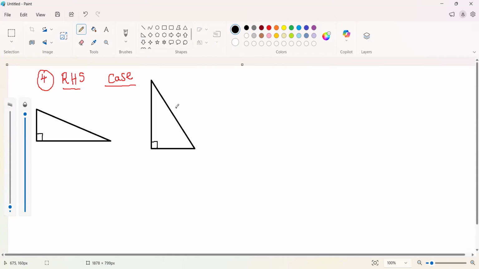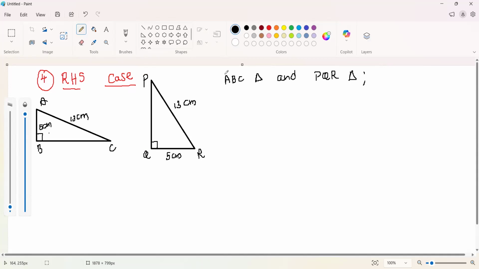Here it's given the hypotenuse is 13 centimeters, in front of 90 degrees. This one is 5 centimeters. Here this one is also given 5 centimeters. Okay, two things are okay. Here A, B, C. I take this one as P, Q, R. When you consider ABC triangle and PQR triangle, what can you say?